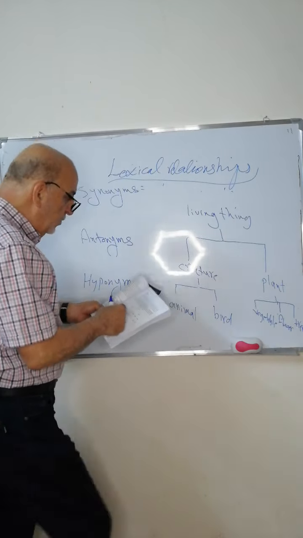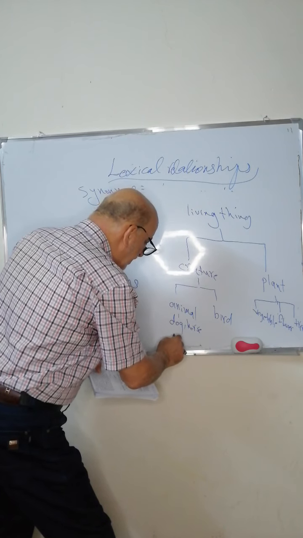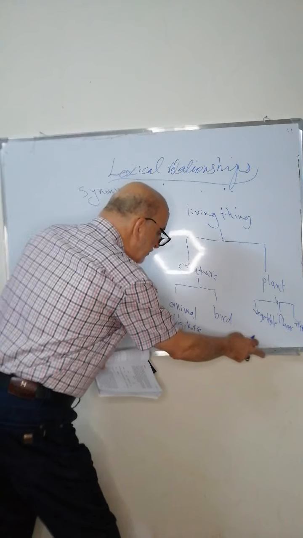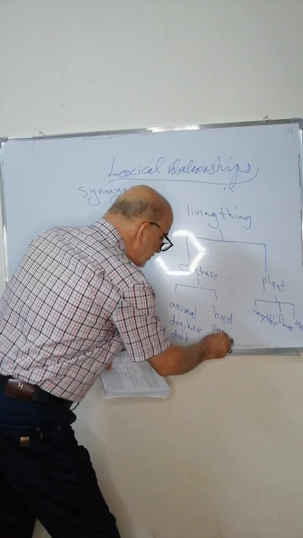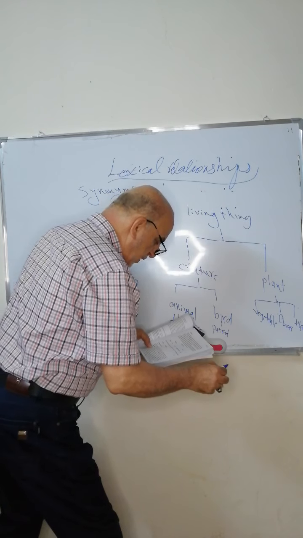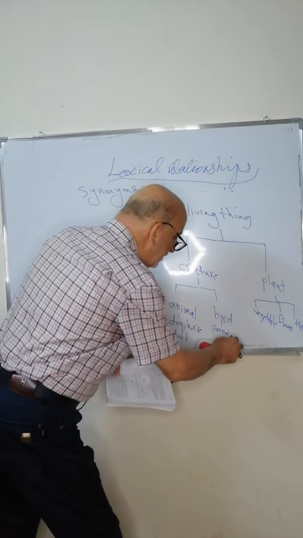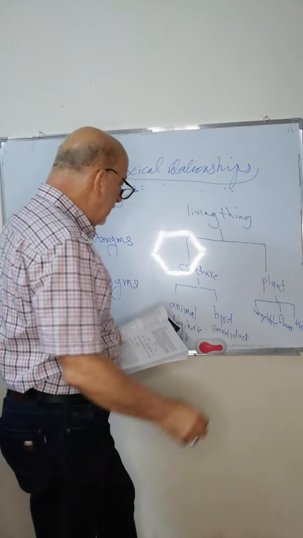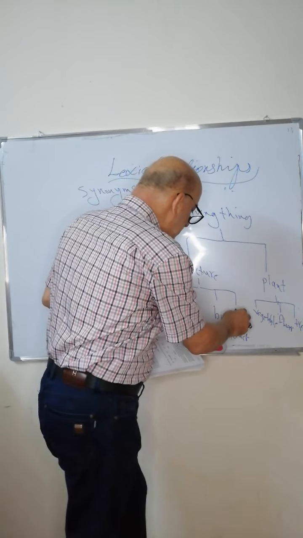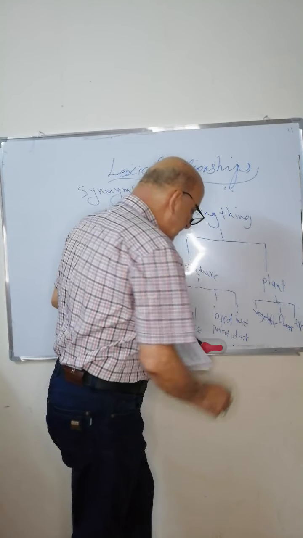Under animal, we can put, for example, dog. We can put horse and duck. Under bird, we can put parrot, and we can put duck here. Here we have also insect, in addition, insect.